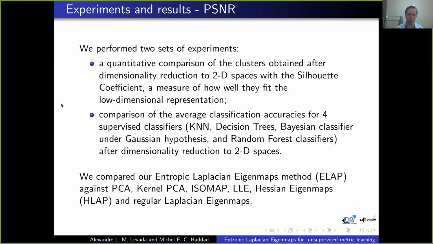We performed some experiments to verify the behavior of the proposed method in comparison to other manifold learning algorithms in the literature. Two sets of experiments. In the first one, we want to see the quality of the clusters obtained after the dimensionality reduction, so we use the silhouette coefficient metric. In the second experiment, we want to check the average classification accuracy for 4 different supervised classifiers: KNN, decision trees, Bayesian classifier, and random forest after dimensionality reduction. We compared our proposed method against PCA, kernel PCA, Isomap, LLE, Hessian eigenmaps, and regular Laplacian eigenmaps.